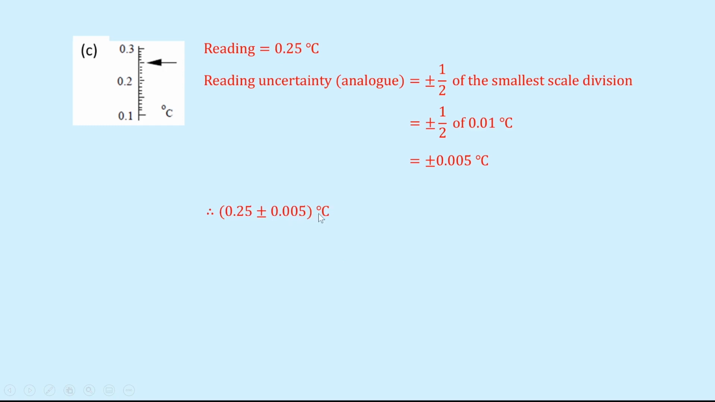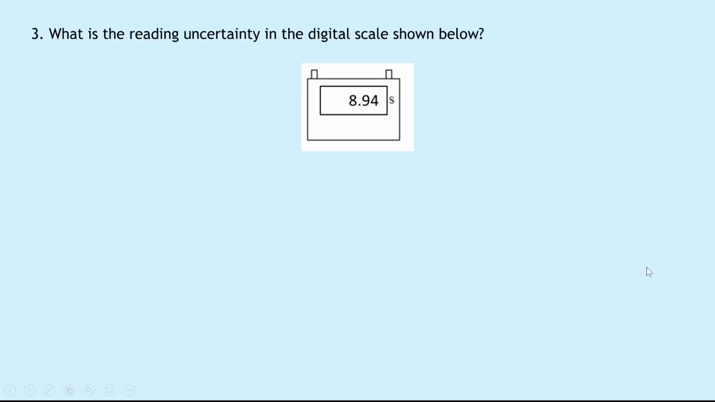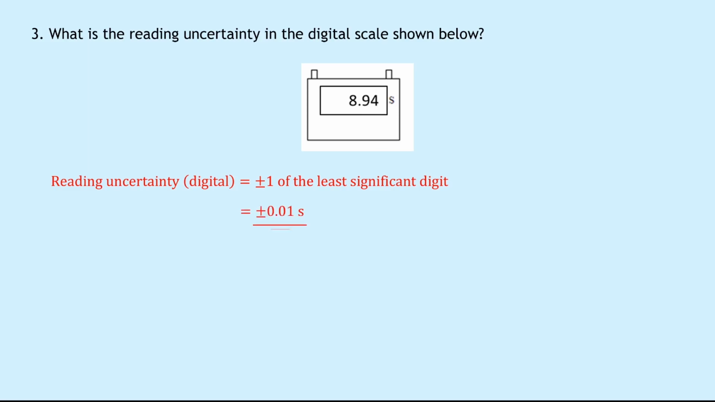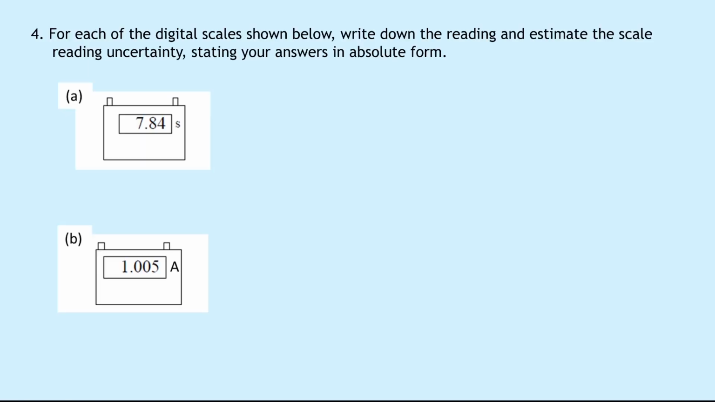Moving on to digital scales now, question 3 says, what is the reading uncertainty in the digital scale shown below? So it's 8.94 seconds that appears on our screen. Remember that the reading uncertainty in a digital scale is equal to plus or minus 1 of the least significant digit. So the least significant digit in this case is the 4, but remember the actual value of the 4 doesn't matter, it's just the least value that this can take, which is a 1, so this is plus or minus 0.01 seconds.